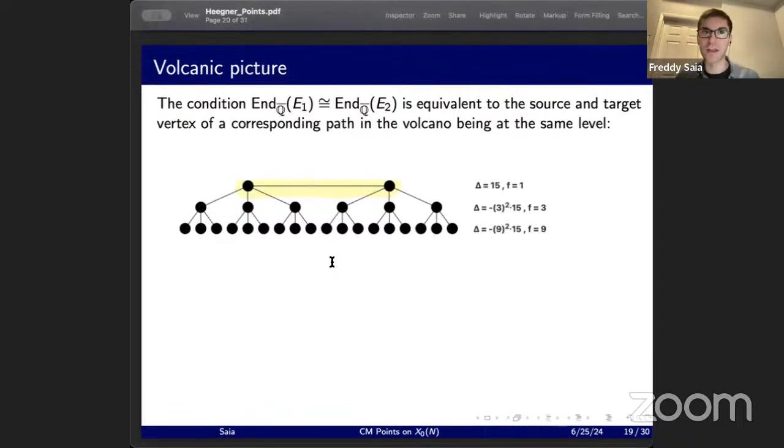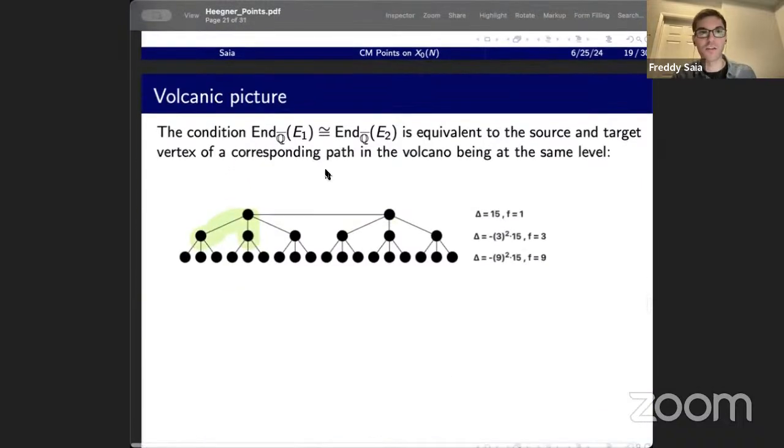And here's the volcanic picture. If we want that condition that our discriminant is coprime to our level, then you're staying in the surface of the graph, this level 0, the top of your volcano. In general, this Heegner condition on the geometric endomorphism rings is just saying that the source and target vertex of your path are at the same level. So certainly it satisfies that if they're both at the surface, and one might require that in the definition of a Heegner point.